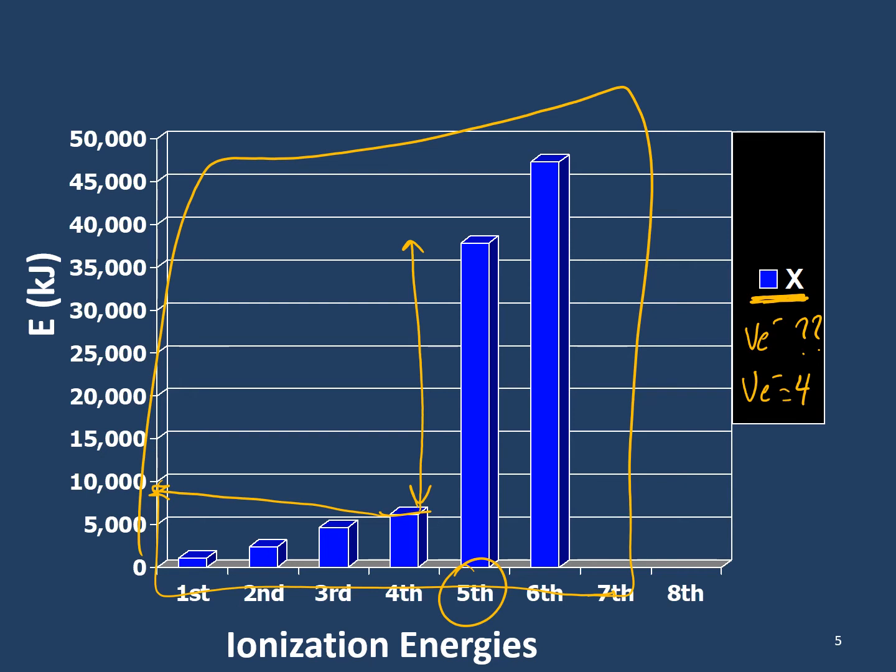I could also say something along the lines of, identify element X based on these if it's in the third row or the fifth row of the periodic table. And then you should be able to use these numbers to figure out valence electrons and then figure out which element in that row has that many valence electrons.